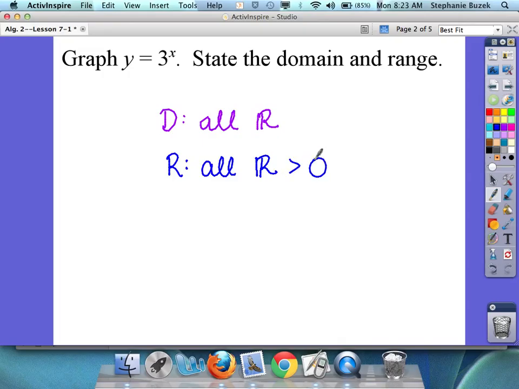Because we've done that before, remember? We would write it as y is greater than 0. So that would be another option. You could do that or you could do this. That's it. So far, so good? Let's look at another one then.